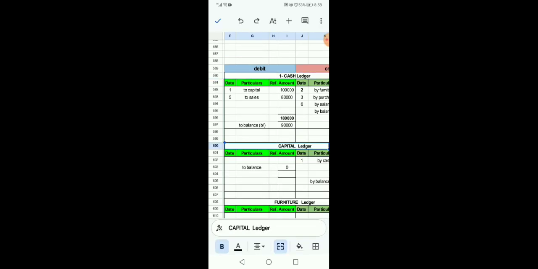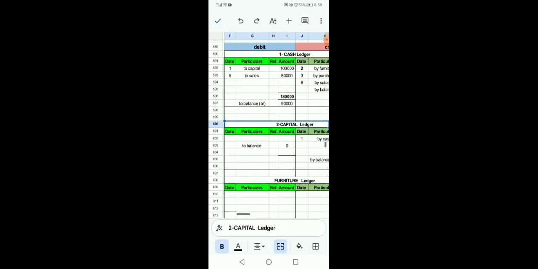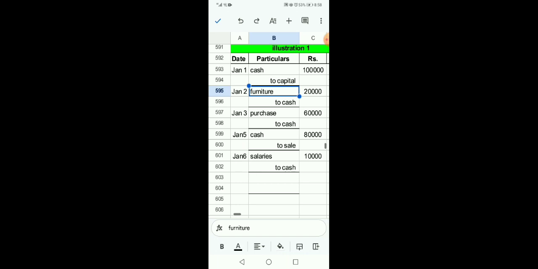It's better to put the numbers as well. This was your first ledger. Capital was your second ledger. Now furniture is your third ledger. The rule is similar. We will see where furniture is present. Again, it's the same thing. Furniture is present in January 2 only, and you will not be able to see furniture elsewhere. So we have only one entry which includes furniture, and we will make the ledger of furniture right now.